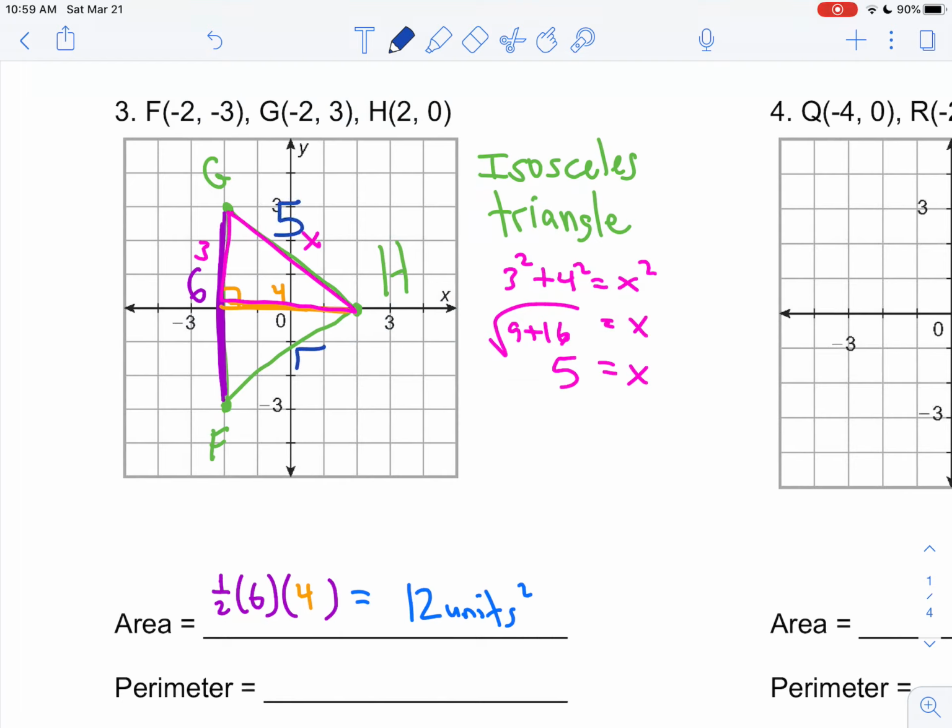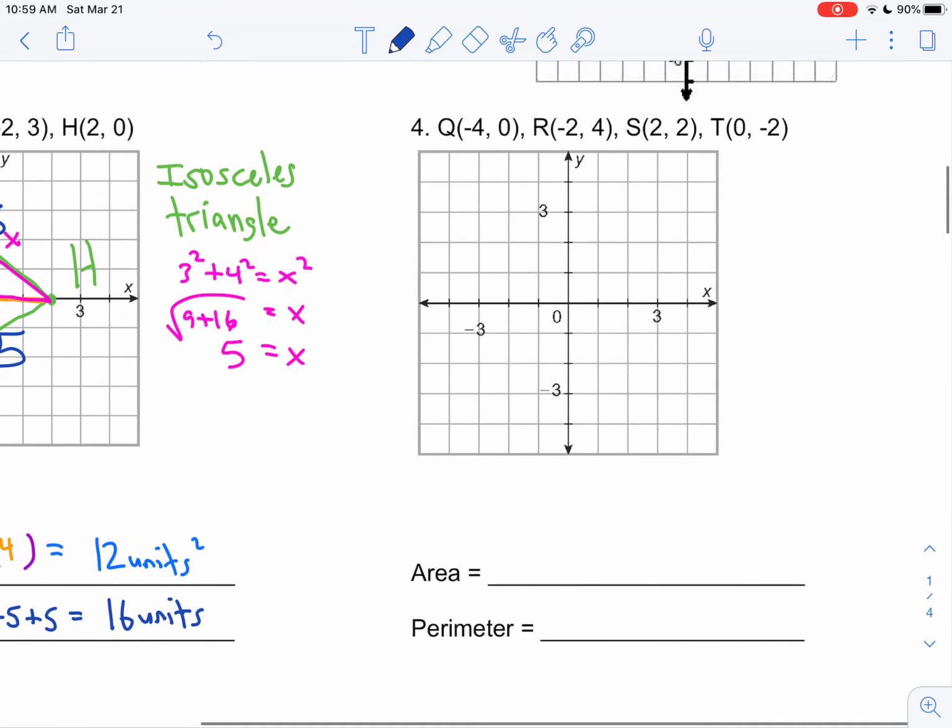So 5 and 5. So perimeter is 6 is the big base, plus 5, those are the legs. And so that turns into 16 units. All right, one more, then we'll take a break.